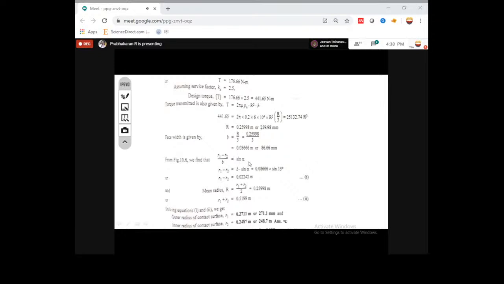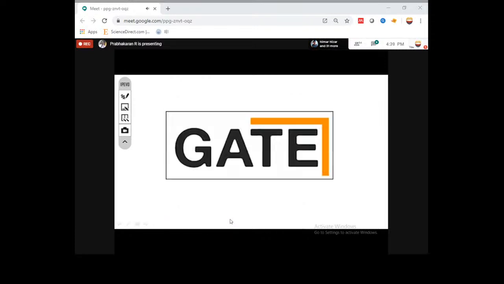Next, we know the geometrical rule: sine alpha equals (R1 minus R2) by B. So you can substitute the value. Finally you will get two relations: R1 minus R2 equals one value, and R1 plus R2 equals another value. By solving these two equations, you will finally get R1 and R2 as the final answer. This is a very important thing.